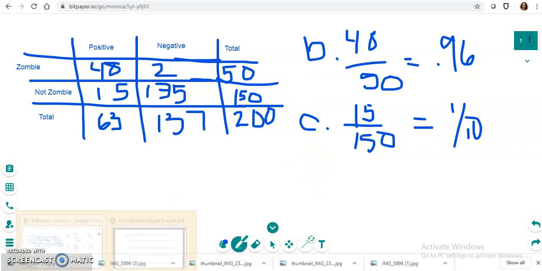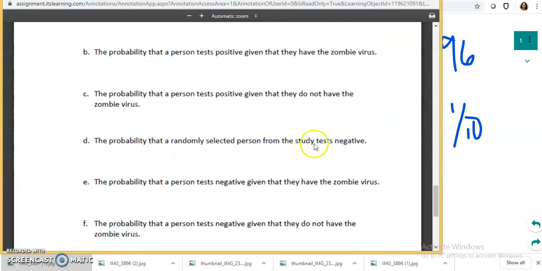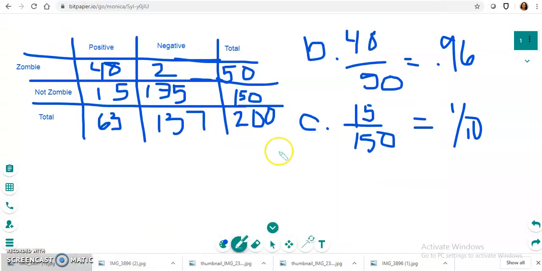D. I think D is the next one. Nope, not D. The probability of the person, so E is the next one. The probability that a person tests negative given that they have the zombie virus. So E, they have the zombie virus, right? So these are the people that have the zombie virus, and we want the people that test negative. So that's 2 of them are going to test negative. So out of the people that have the zombie virus, 2 of them are going to test negative.